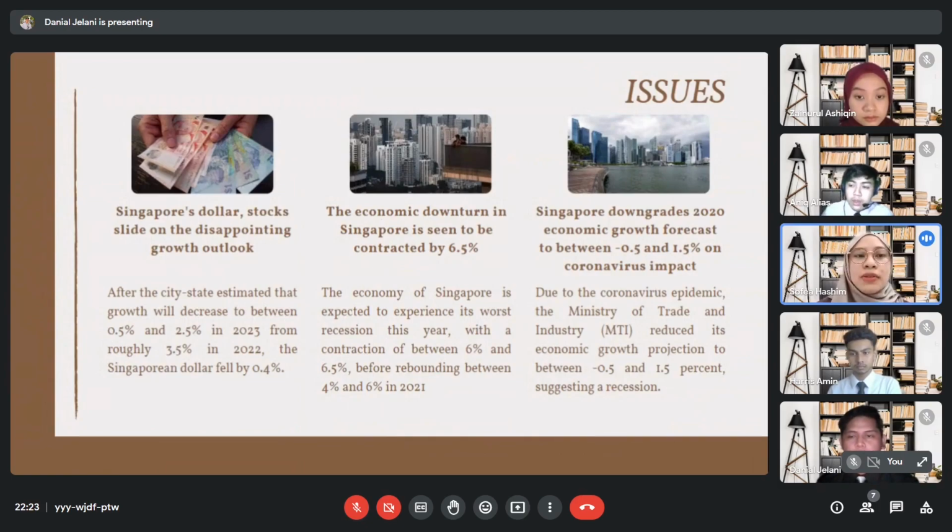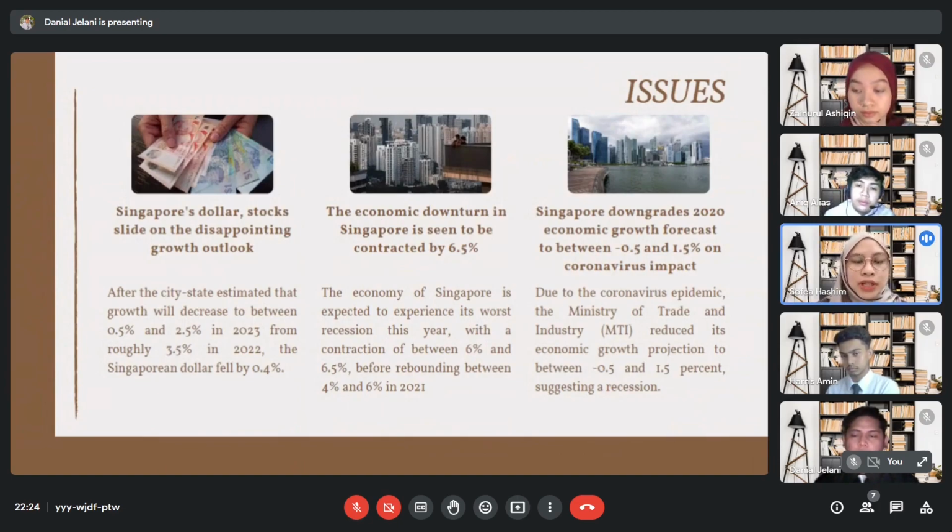The next issue is that the economic downturn in Singapore seemed to have contracted by 6.5%. As local disease decreased, Singapore removed coronavirus-related restrictions, slowing economic contraction in the fourth quarter of 2020. In the third quarter, Singapore's GDP fell by 5.8%, and the Southeast Asia trade and tourist powerhouse has suffered from virus-related restrictions, worldwide border closures, and a weak global economy. Singapore's GDP is anticipated to shrink between 6% and 6.5% in 2020 before gaining between 4% and 6% in 2021.